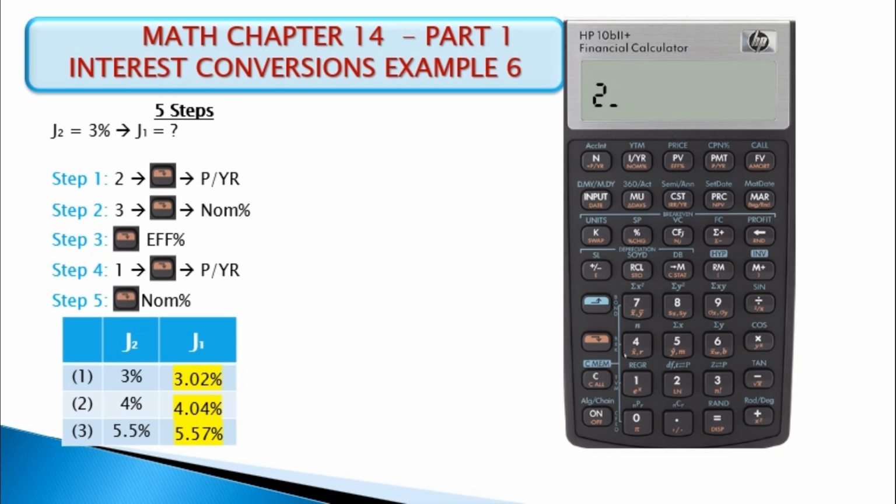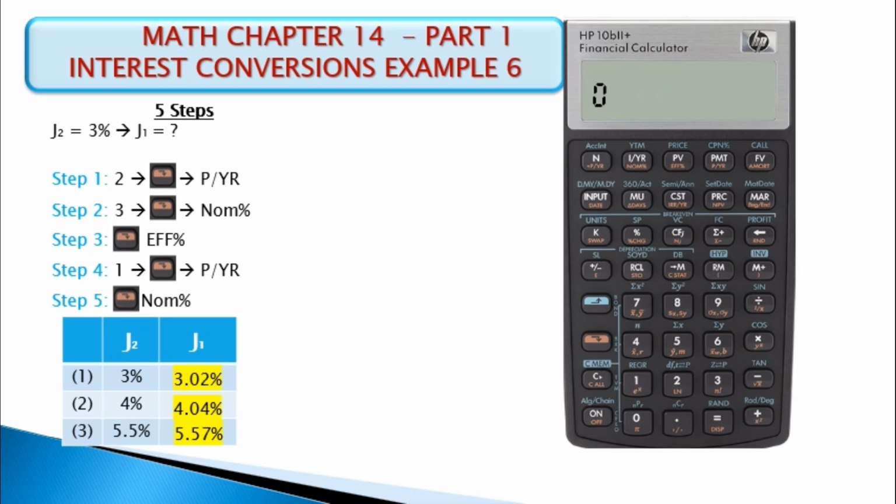So 2, 4, that's step 1 and 2. Step 3, middle. Step 4 is what are we looking for? We're looking for J1, so 1 and the answer. That's step 5. So step 1, 2, 3, 4, 5. Let me do that again for you.